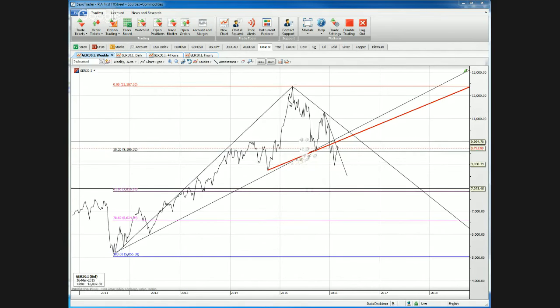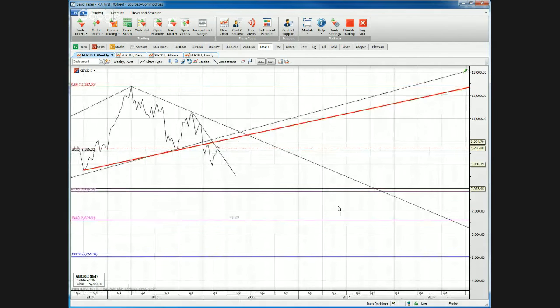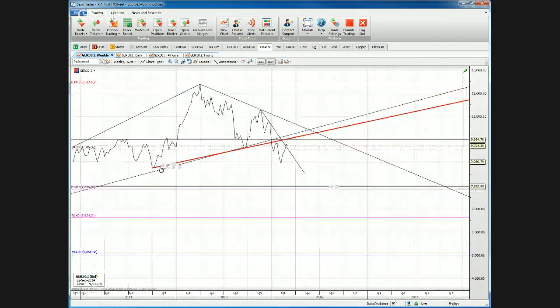So we can see from this, there's a formation here we're looking at, a head and shoulders formation. It's a bit skewed on the right shoulder, but it's a bearish formation on a break of this neckline support here, and the market has tested this and failed again, and it's at a point of retesting once more.